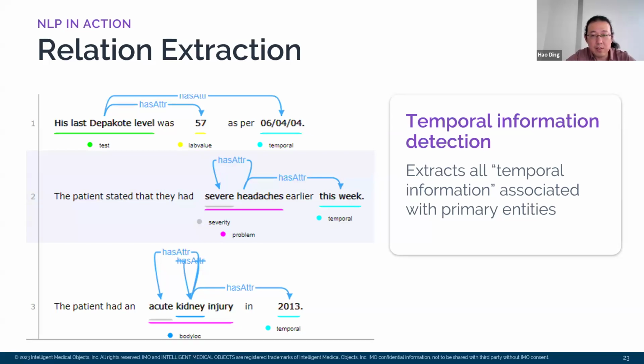And on the second sentence on the left, we also showcase how NLP can recognize the severity of the problem, with the word severe being highlighted, along with the temporal occurrence this week to be associated with the problem. This contextual understanding is pivotal for assessing patient information.